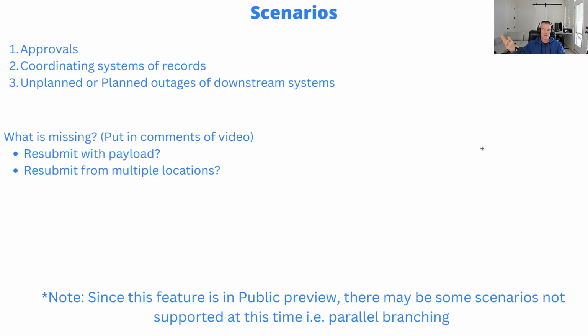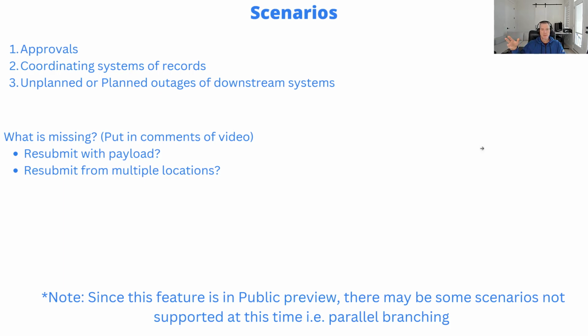And then another good one, and obviously there's more than just three, but these are some of the more prevalent ones, is when you have outages, whether planned or unplanned, downstream, and you need to reprocess records, and maybe you don't want to reprocess the entire workflow instance itself.